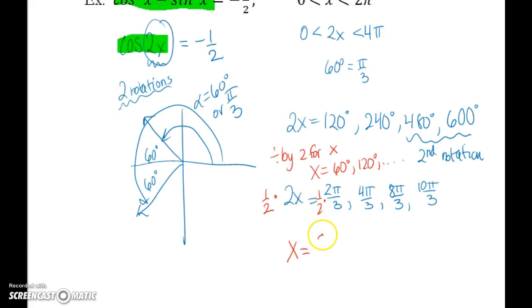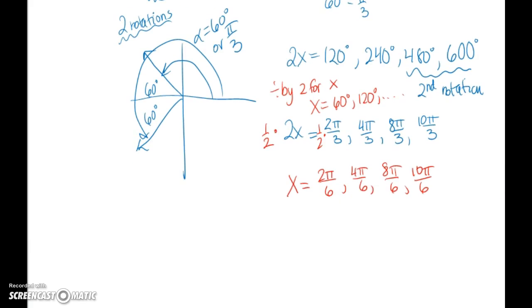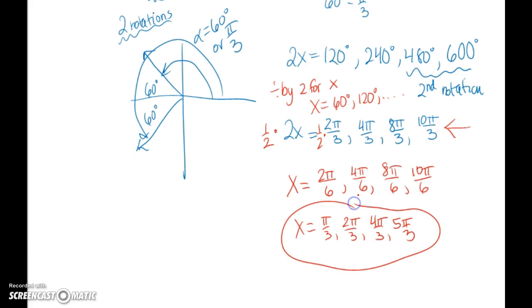Multiplying each of these by 1/2 makes this 2 pi over 6, 4 pi over 6, 8 pi over 6, and 10 pi over 6. And if we wanted to be really good, what we could do is reduce all of these. So pi over 3, and 2 pi over 3, and 4 pi over 3, and 5 pi over 3. Essentially, we're taking all of our angle measurements there and finding half of them. So these are our 4 solutions in radians. These would be our solutions in degrees.